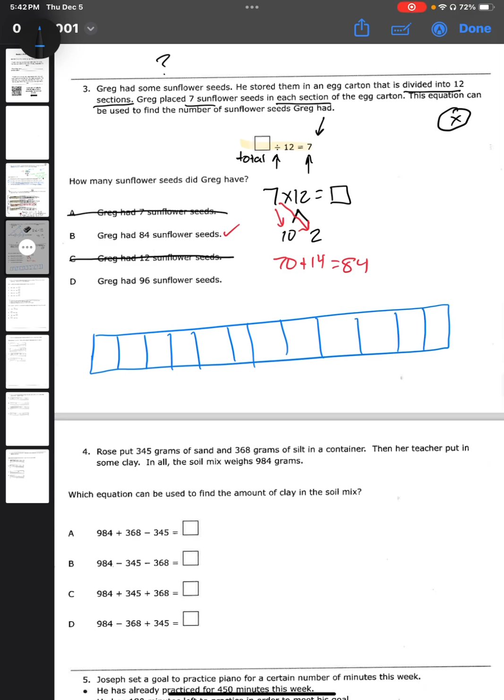No, that's probably 12 sections. Let's number them. 6, 7, 8, 9, 10, 11. There you go, 12 sections. He placed 7 sunflower seeds in each section.